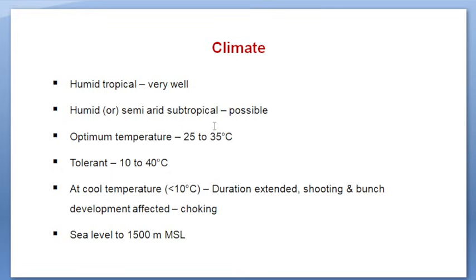Next, coming to the production technology aspects, it is a humid as well as tropical fruit crop. We can also cultivate it in subtropical, even some kind of arid condition also. But the optimum temperature required for its cultivation is 25 to 35 degrees Celsius. Even it can tolerate up to 40 degrees Celsius temperature.